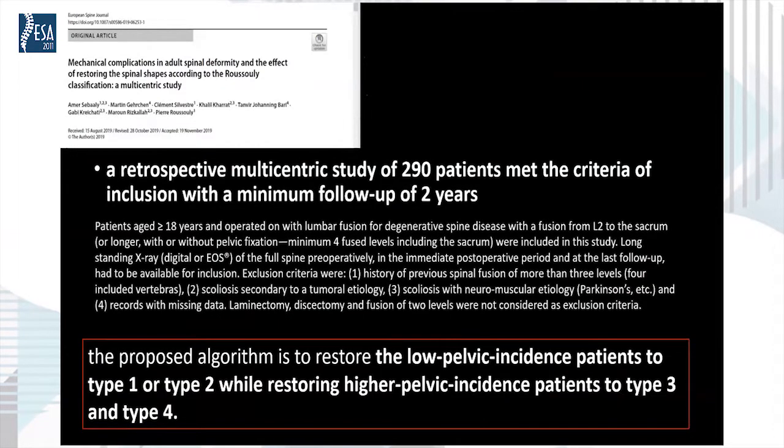This article reported a retrospective multicenter study of 290 adult spinal deformity patients with regard to the incidence of mechanical complications according to the Roussouly classification. Their proposed algorithm is to restore the low pelvic incidence patients to type 1 or 2 while restoring high pelvic incidence patients to type 3 and 4.